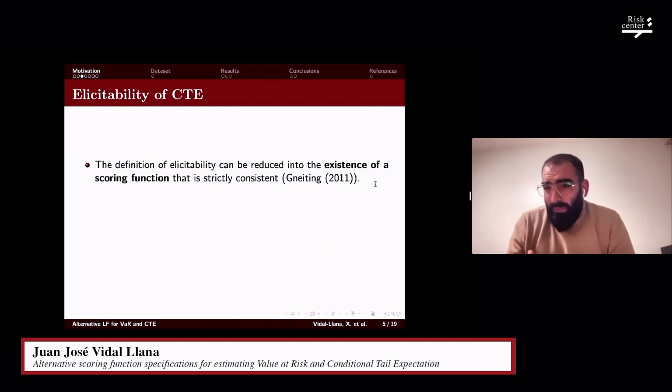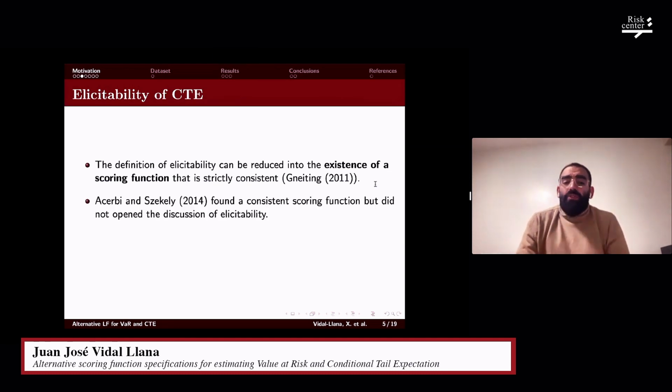So when we talk about CTE, one of the main problems that should come to our minds is elicitability. What is elicitability? While this is a very strange term, it's nothing more than the existence of a scoring function that is strictly consistent, so the existence of a function that we can optimize in our software of preference to calculate it. Gneiting defined elicitability like this. Acerbi and Székely in 2014 found a consistent scoring function for the CTE, but they didn't open the discussion. So they didn't talk about the elicitability of the CTE, but they found a strictly consistent scoring function.